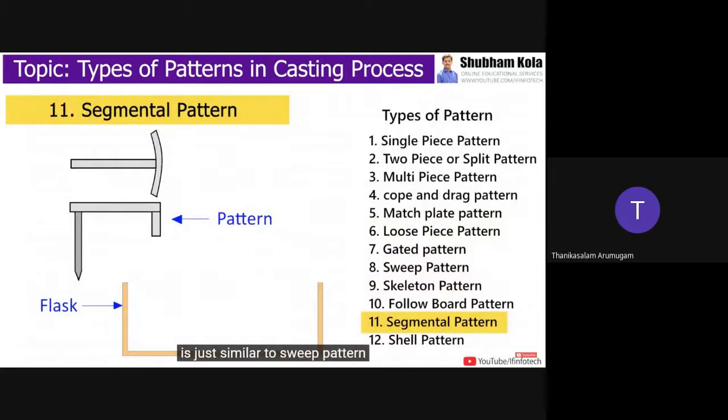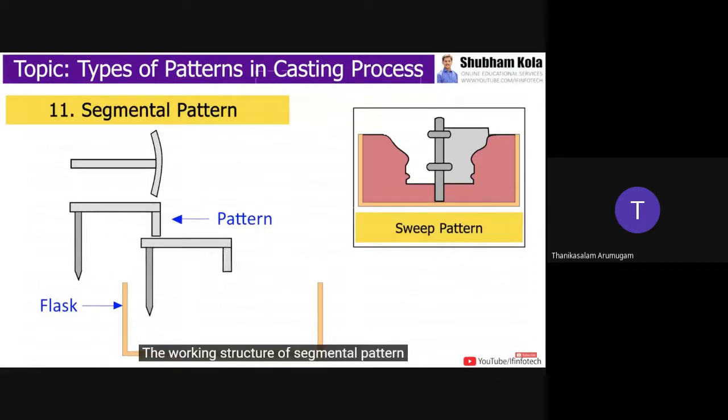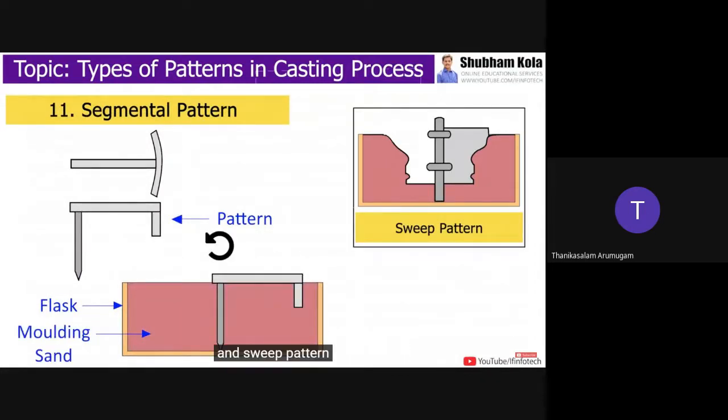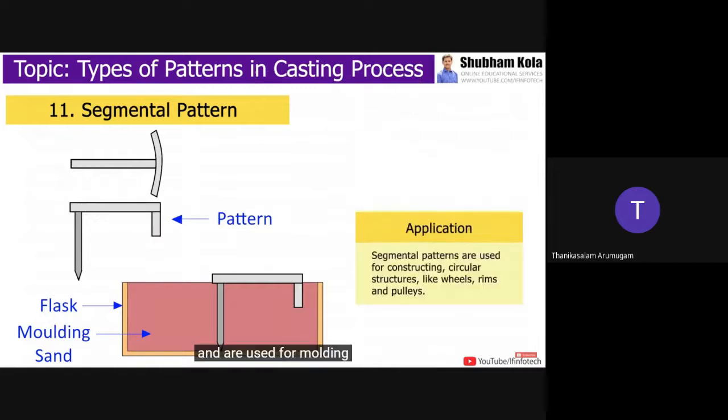Segmental pattern is just similar to sweep pattern. The working structure of the segmental pattern and sweep pattern is almost similar. For designing the required shape or structure of the mold, they both employ a part of the pattern. As the name suggests, the segmental pattern is in the form of segments and is used for molding circular or round structures.